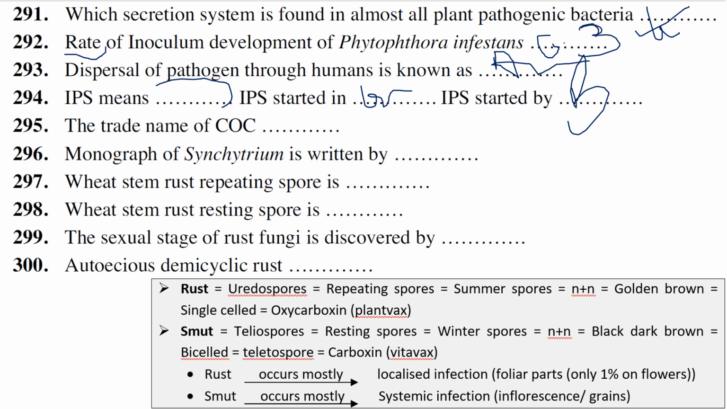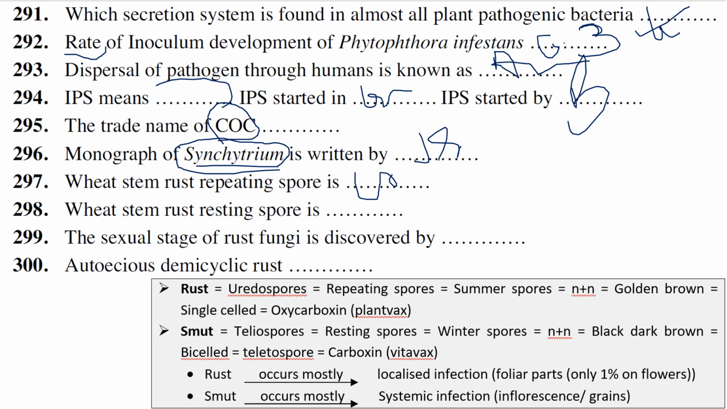The trade name of COC, which means copper oxychloride, is blue copper or Blitox 50. The monograph of Synchytrium endobioticum, which causes potato wart, was written by J.S. Karling in 1958 probably. The year is not confirmed, but it was written by J.S. Karling.